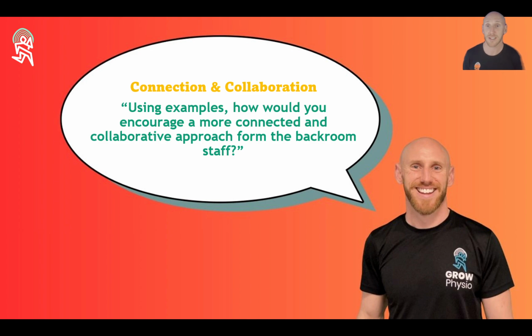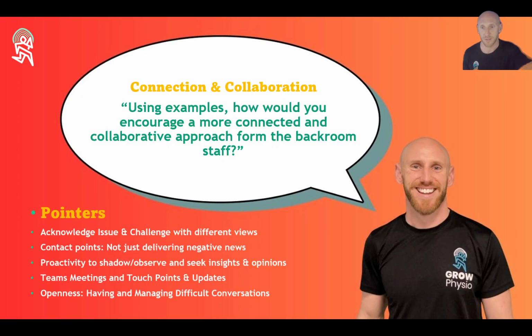Which leads us onto this one really. So using examples, how would you encourage a more connected and collaborative approach from the backroom staff? So again, just things that we've talked about before, really, just lots of team meetings, lots of proactivity to shadow and observe each other in your roles, seeking insights, being inquisitive, listening, and then offering your opinions, really, in terms of kind of what you think might well help. That openness is really, really important.